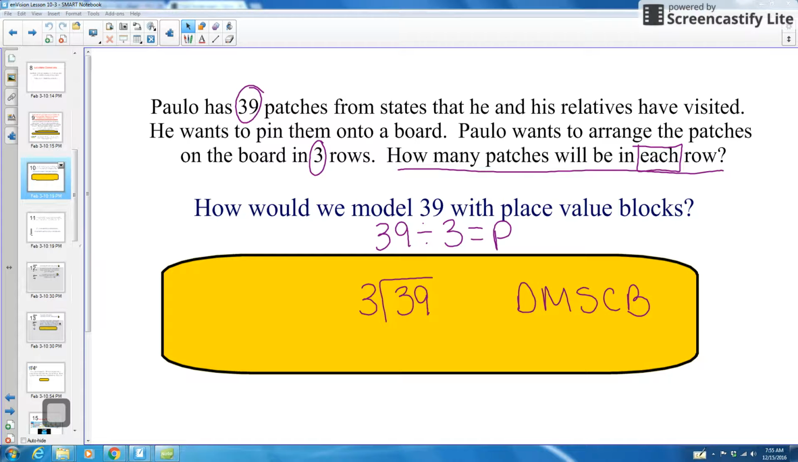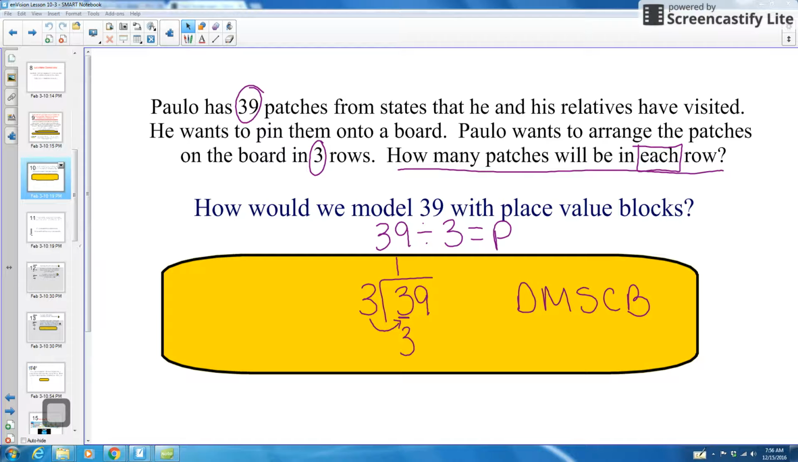Because we're using this house when we're dividing, we're going to start looking at our largest place value. And in this case, our largest place value is the tens. So I go there first. I think, can 3 go into 3? Just 3. Don't even worry about the 9 right now. And I say, yes, 3 can go into 3 one time, because 1 times 3 is 3.